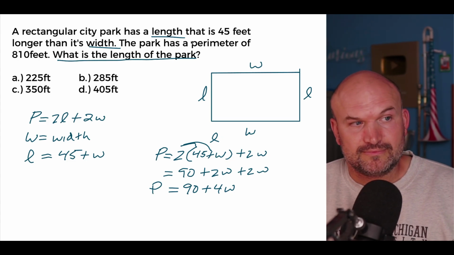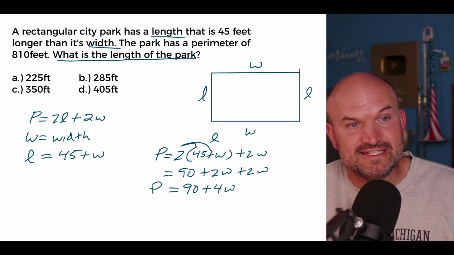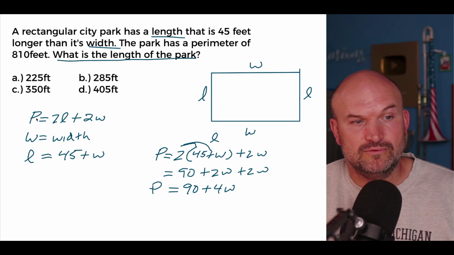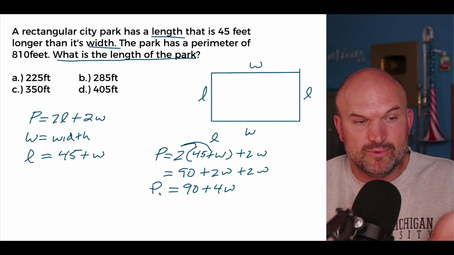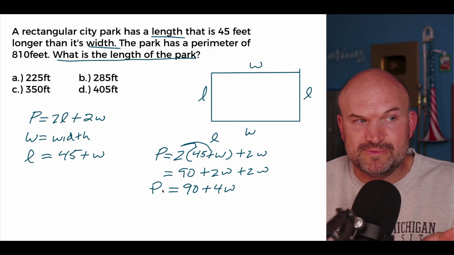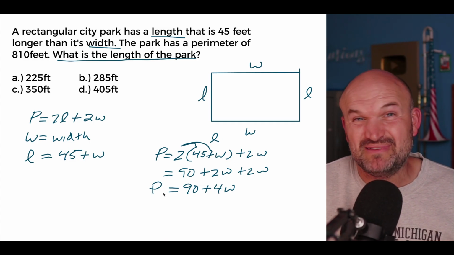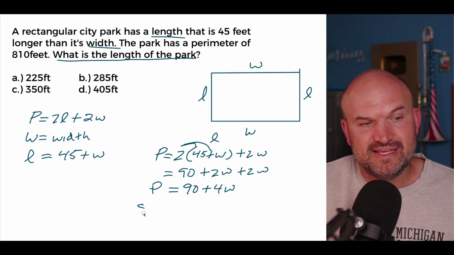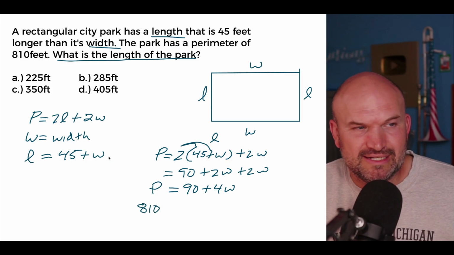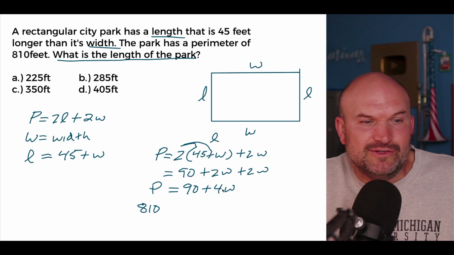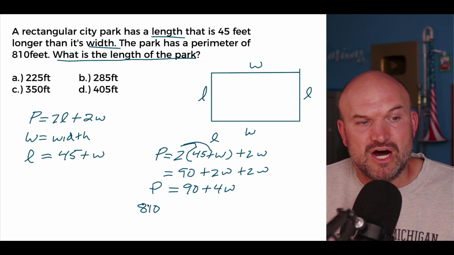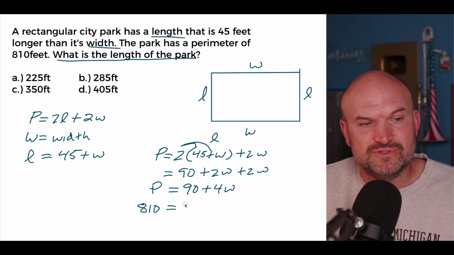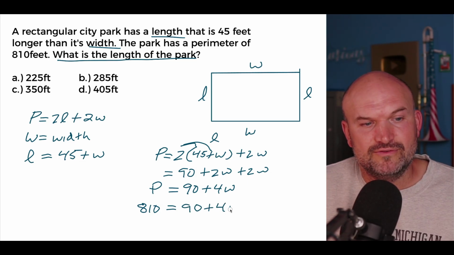Now, the other information it gives us is the park has a perimeter of 810 feet, right? Well, remember, perimeter equals this expression that we have. We now know the perimeter is going to be 810 feet, so I can replace P, which represents the perimeter, with 810. You can use the feet if you want to, but then your terms would eventually be canceled out, so I'm just going to keep those off. So we'll have 810 equals 90 plus 4W.